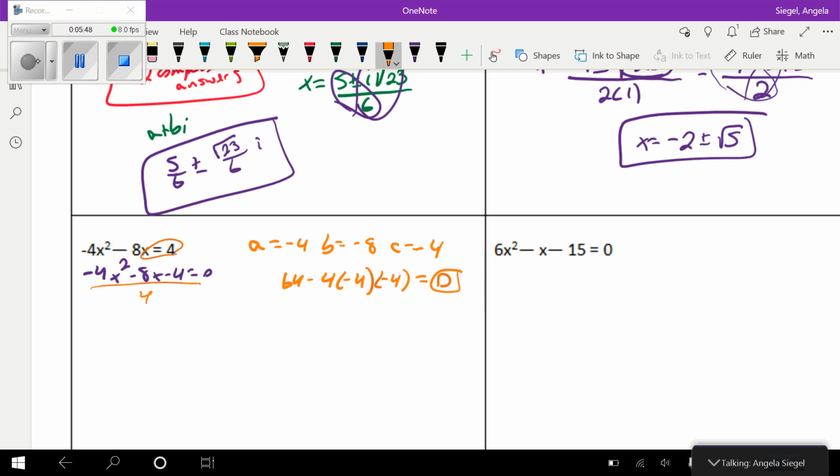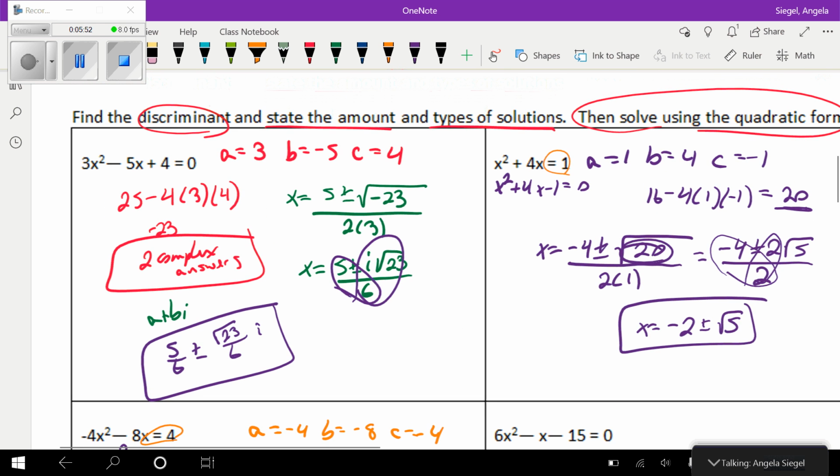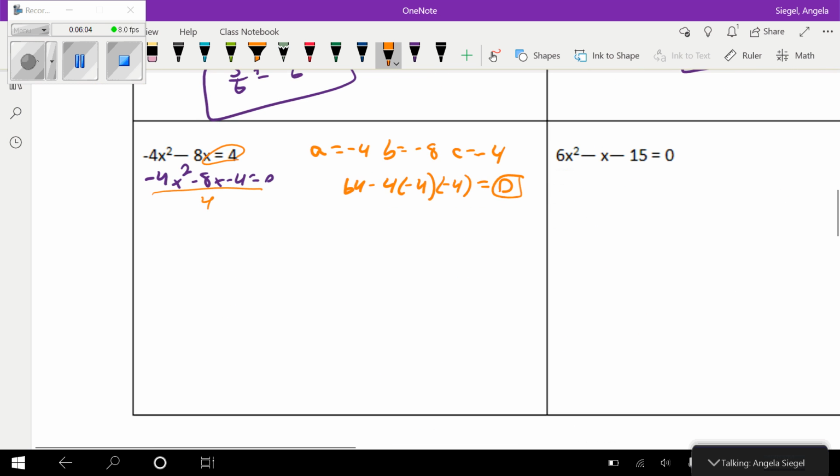So I ended up with my discriminant as 0. So here, I didn't even go back. So let's go back to this one here. So we had 2 complex answers. This one, we're going to have 2 real answers because it was a positive 20. And this one, because it's 0, I have 1 real answer. So I'm going to show you why that is.